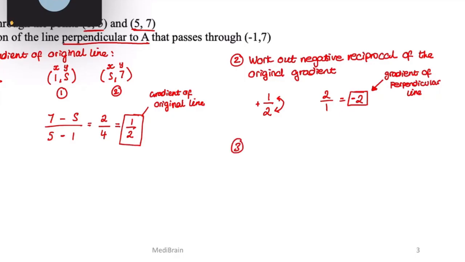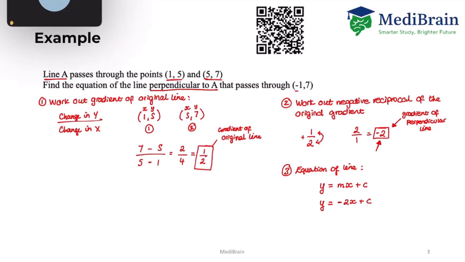Now, the third step that we're going to do is write down our equation. So we know that our equation must have the format y equals mx plus c. We have worked out what m is. This is m, that's what we've just worked out. So we know it's going to be y equals minus 2x plus c. Okay, and now we need to make sure that it passes through these coordinates, minus 1, 7.